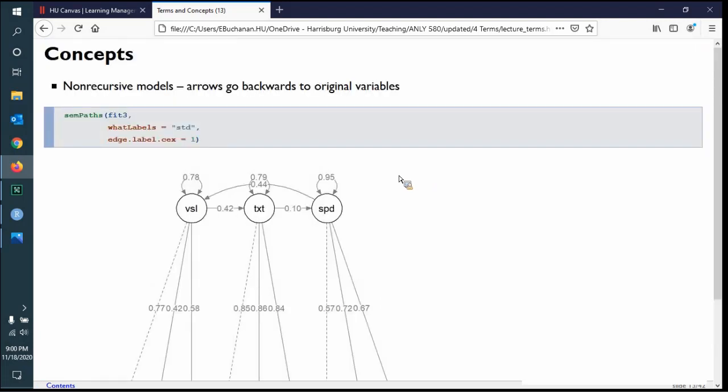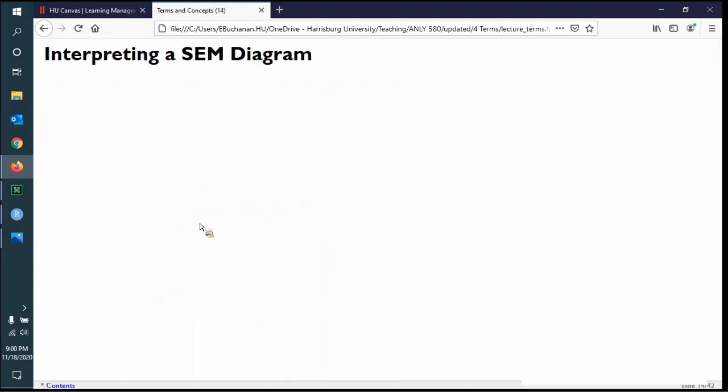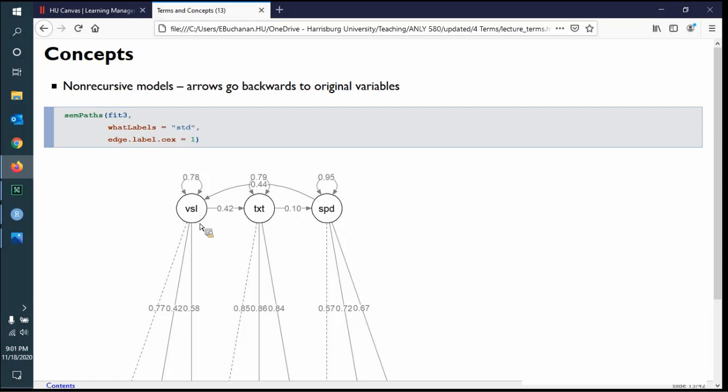A non-recursive model is where the arrows go backwards. I didn't do a whole lot of manipulating of the basic SemPath, so it didn't draw it in that star shape. But what we see is that you have visual predicts text, which predicts speed, which then goes back and predicts visual. So it makes this triangle shape where they all in a circle predict each other. That's considered a non-recursive model because one predicts two, predicts three, and then it goes back and predicts one. I will tell you that it does not really like you doing non-recursive models. They'll run, but it's an interesting problem if you are causally saying that visual comes first and then also putting it last.